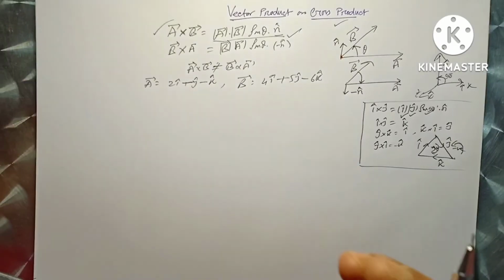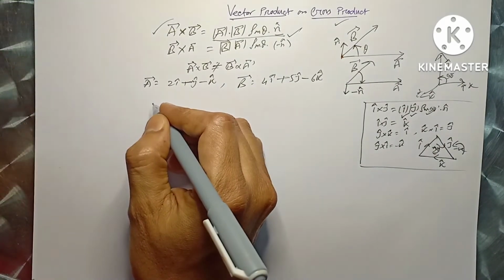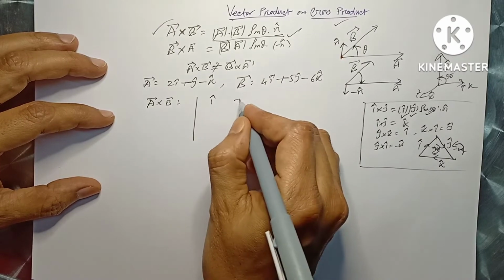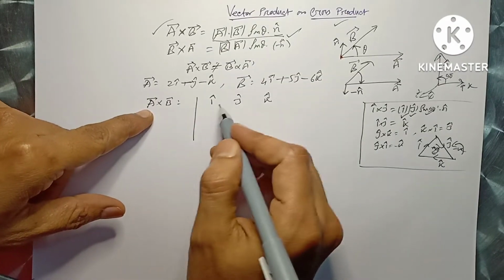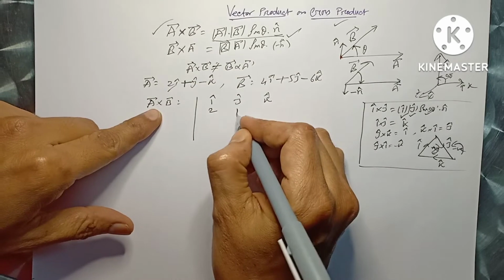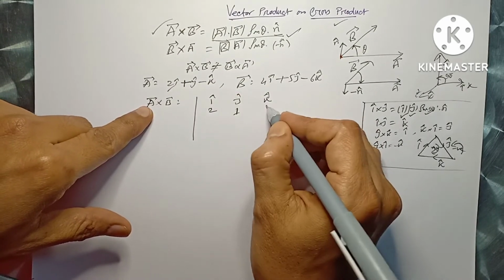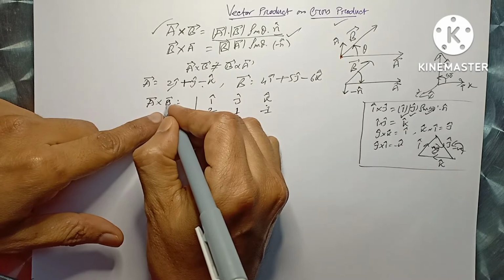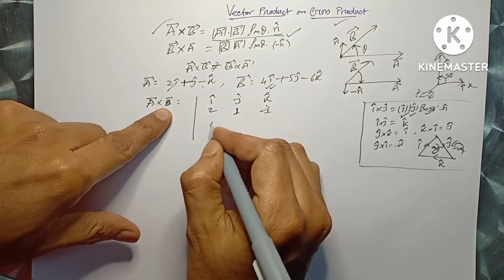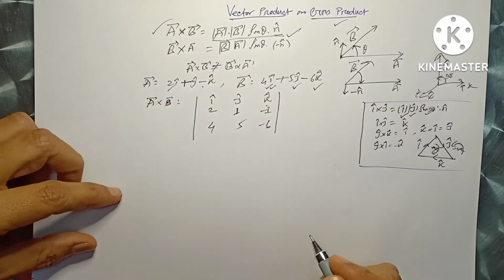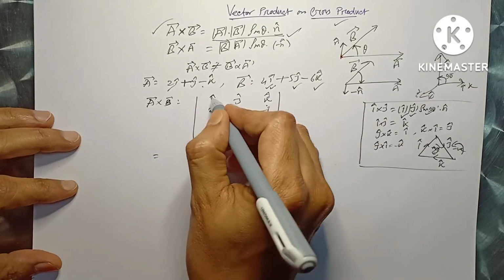First of all, how can we get the cross product of A and B? The easiest way is the determinant process. And now how to get the determinant? A cross B equal to, first of all, we need to write i cap, j cap, k cap. Then the component of i cap of A is 2, the component of j cap of A is plus 1, and the component of A with k cap is minus 1. Then the component of B along i cap is 4, along j cap is 5, and along k cap is minus 6. So this is the determinant.